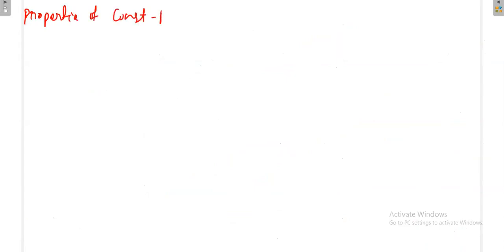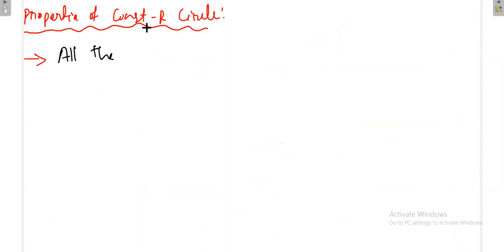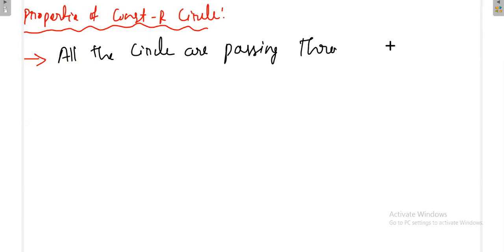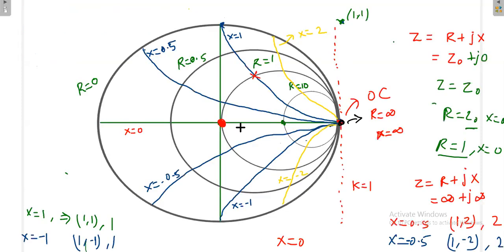Constant R circle. Okay, all the circles are passing through 1, 0. All the circles are passing through 1, 0. இந்த ப்ராப்பர்ட்டிஸ் தான் சார் எக்ஸாம்ல கேட்பாங்க. உங்களுக்கு எதுவும் ப்ராப்ளம்லாம் இது உள்ள போய் சால்வ் பண்ணலாம் சொல்ல மாட்டாங்க.